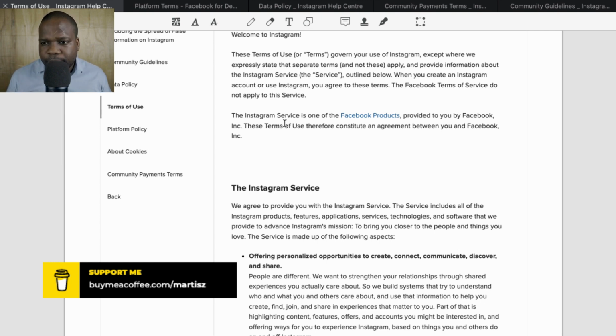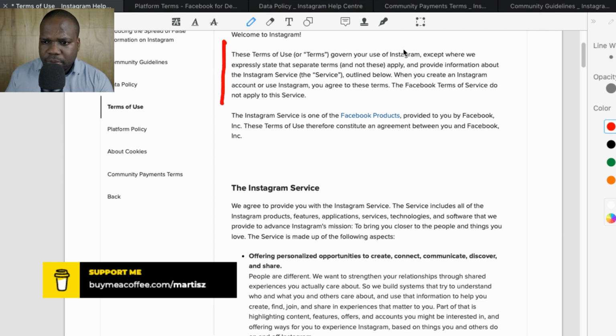So interesting. When you look at this part, they are saying when you create an Instagram account or use Instagram, you agree with these terms. So as soon as you create an Instagram account, you agree with these terms. So technically, when you go on Instagram and you want to watch something without an Instagram account, you cannot access that. So you need the Instagram account. So always when you use Instagram, you need the Instagram account for it. So you agreed with these terms.